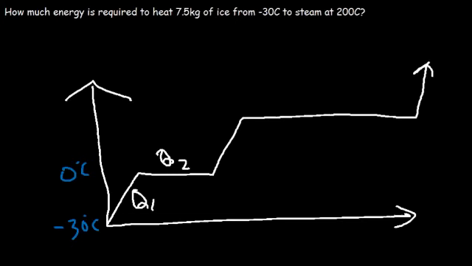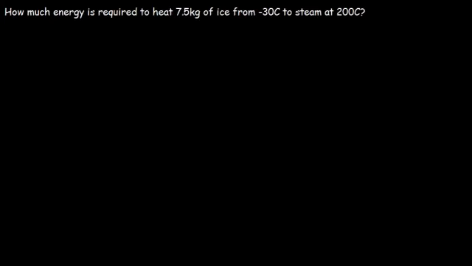And then we need to heat up liquid water from 0 degrees Celsius to 100. That's Q3. And then we need to vaporize liquid water into steam, which is Q4. And then we need to heat steam from 100 to 200 degrees Celsius, which is Q5. So be careful with these problems because you have multiple Q values.